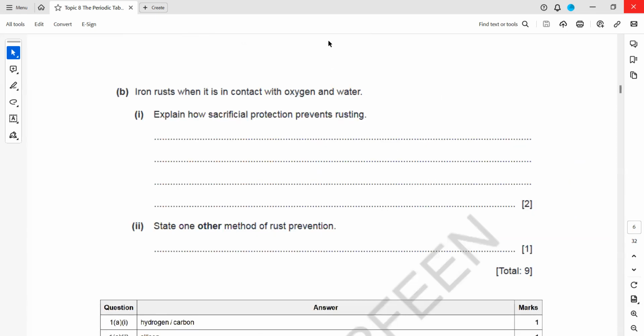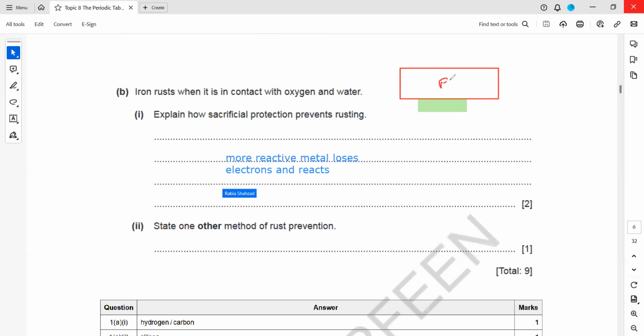Iron rusts when it is in contact with oxygen and water. How does sacrificial protection prevent rusting? Sacrificial protection means we don't completely cover the iron. We just place a more reactive metal. So iron is connected with a more reactive metal. They can be overlapping each other, or they can be connected by a chain. So when a piece of iron is connected with a more reactive metal like magnesium, what will happen? The more reactive metal loses electrons first, or oxidizes, and as a result this more reactive metal oxidizes, which prevents the iron from rusting.